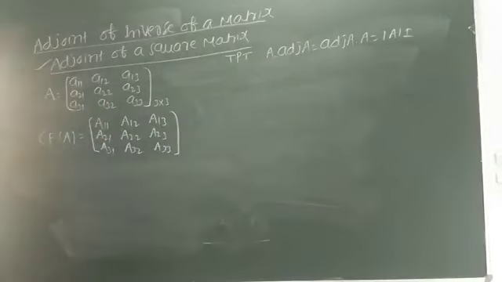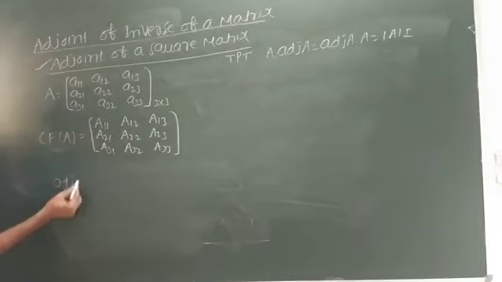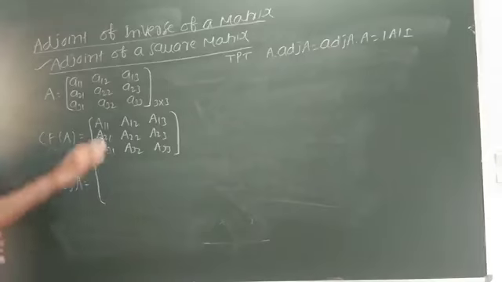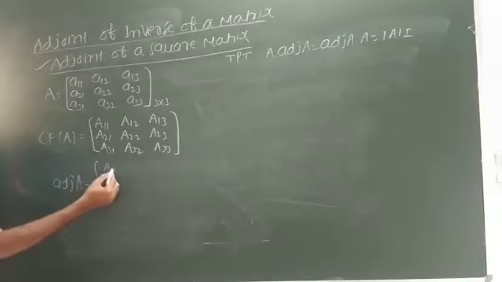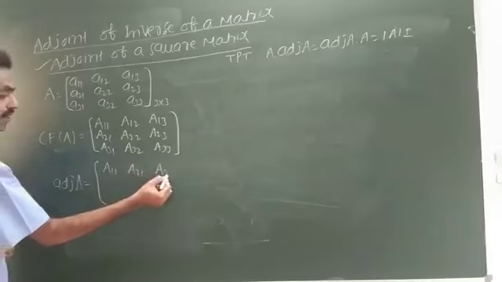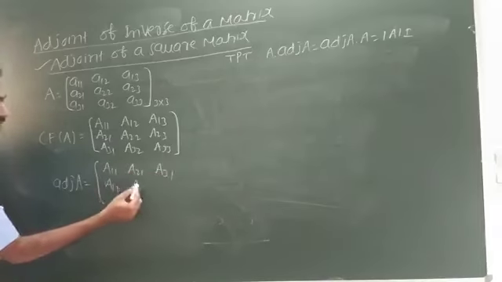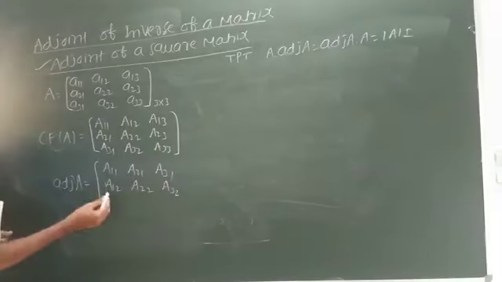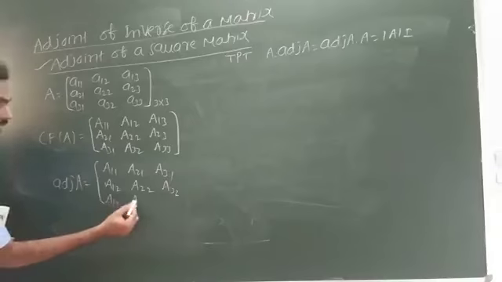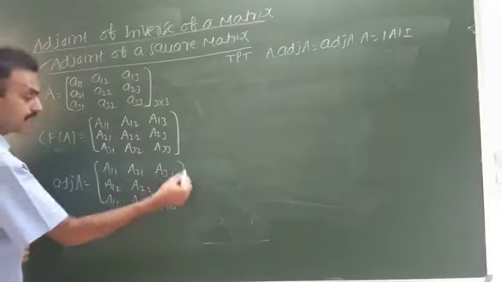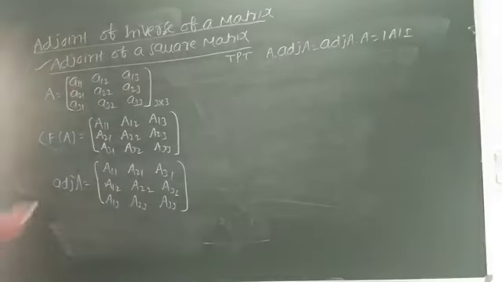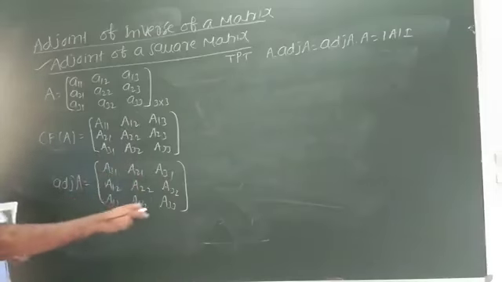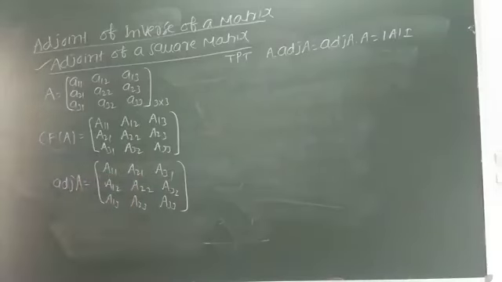Let us prove it for 3 cross 3 itself. So what is the adjoint of a square matrix? Adjoint of a square matrix is got by taking the transpose of the matrix of cofactors. A11, A21, A31, A12, A22, A32, and then A13, A23 and A33. This is the transpose of the matrix of the cofactors. This is the adjoint.